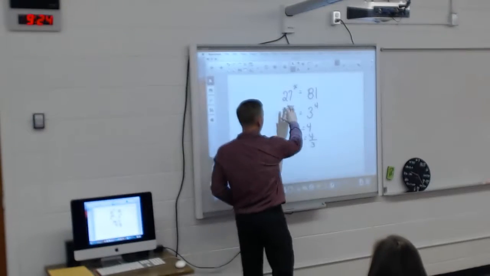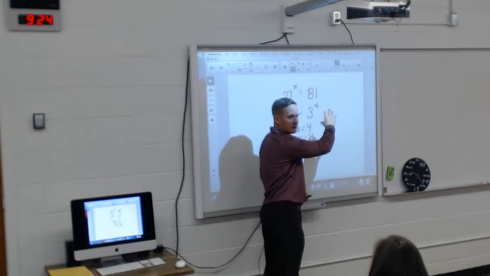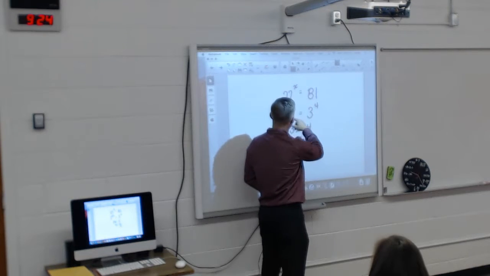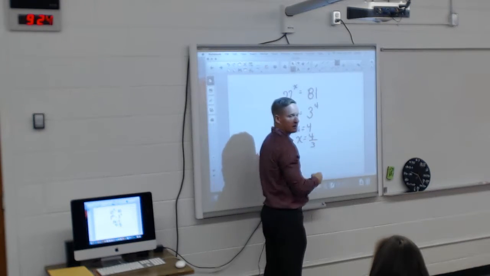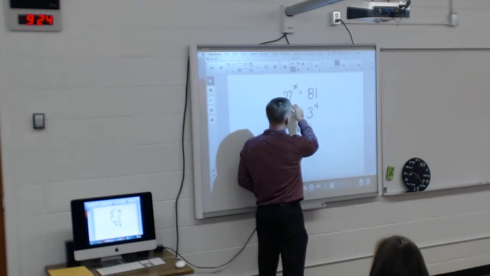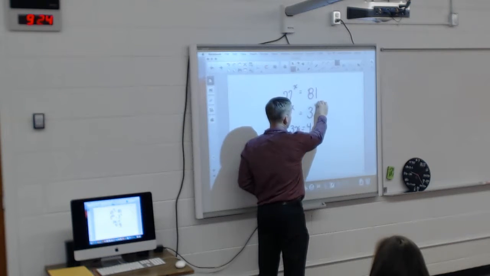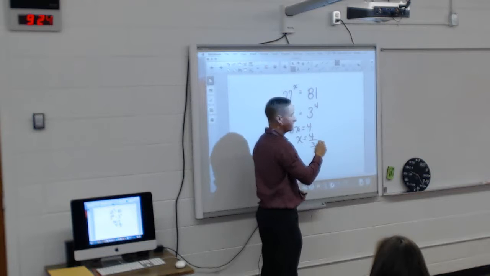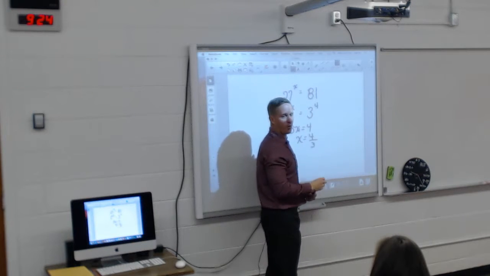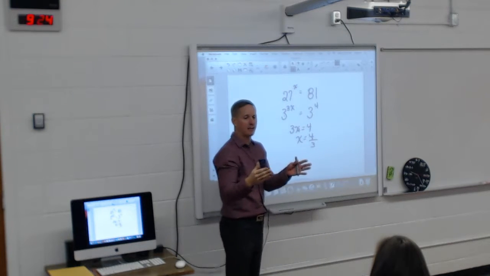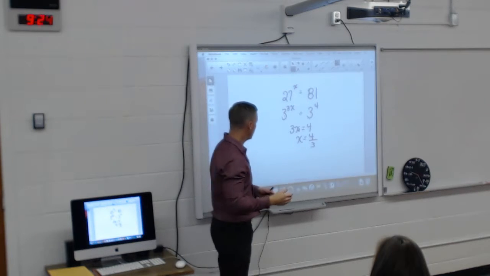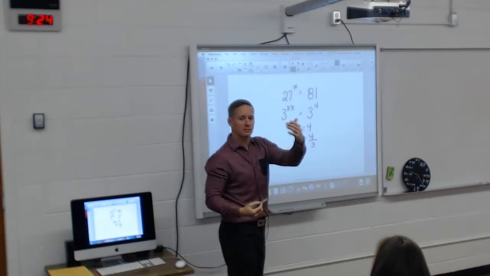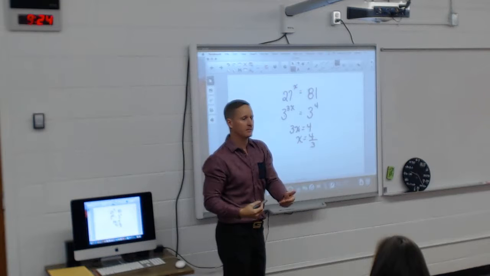Dylan, in order for the left side to equal the right side, if this number and this number are the same, then that means that in order for this side and this side to be equal, 3 to the x has to equal 4 in order for the left side and the right side to be the same. Fair enough? Okay, so let me just prove it.